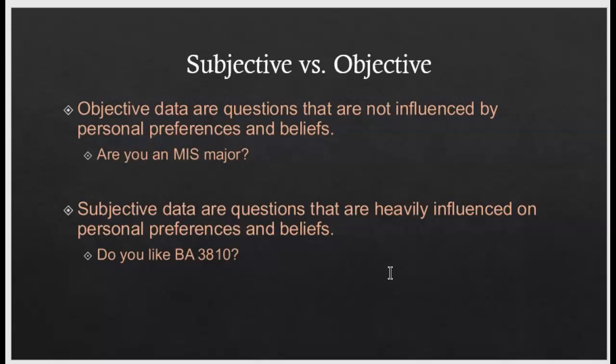Subjective questions are questions that are influenced by personal preferences and beliefs. A questionnaire is more likely to have subjective questions. A survey would have more objective questions. The idea behind the subjective question is that you're trying to collect, in a sense, qualitative data about something, but you're doing it on a large number of people, so therefore you go to the questionnaire format where you're not going to get as much depth, but you're going to get breadth.